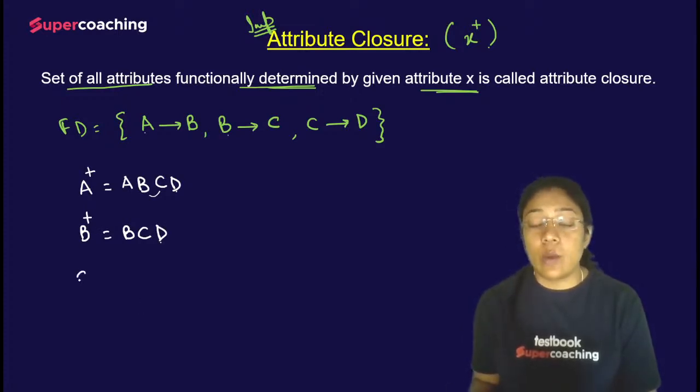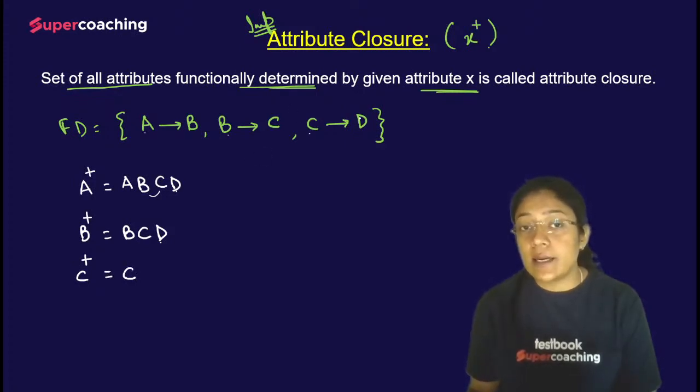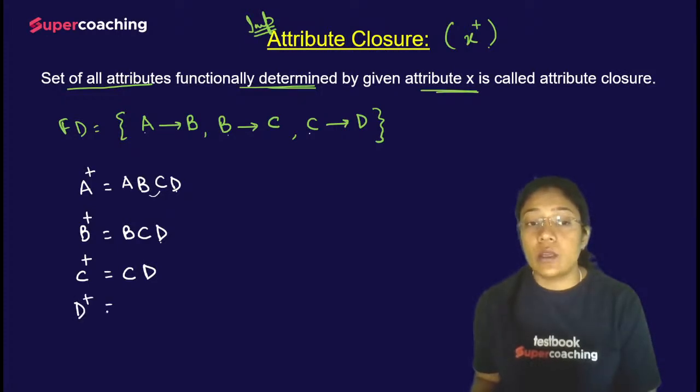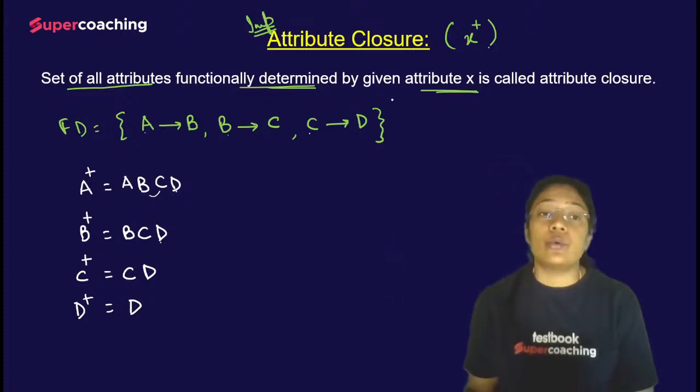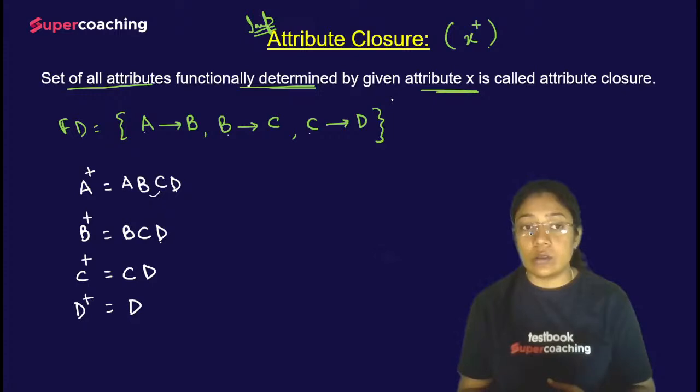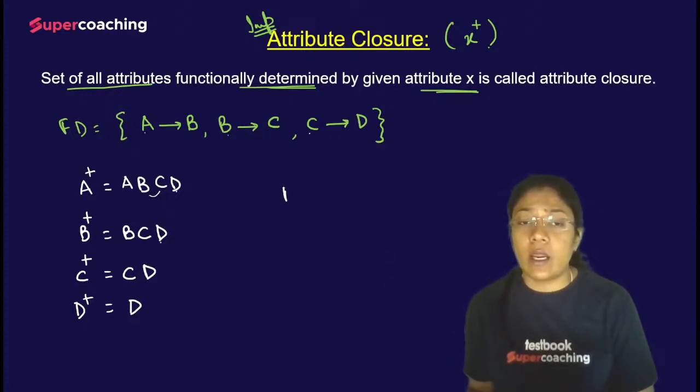Next, I want to find out C closure. C will determine itself. C is determining D. I want to find out D closure. D closure means D will be determining itself. Is D determining any other attribute? No. So these are the attribute closures. जरूरी नहीं है single attribute का find करने. You can find it for any attribute.